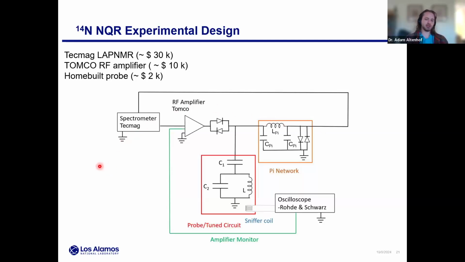So we're big fans of TechMag. In this case, we're using their LapNMR, so a really small form factor, really affordable spectrometer. We use Tomco RF amplifiers, again, pretty affordable, especially if you're working at low RF frequencies. The probe is, of course, as simple as it could possibly be, single resonance, nothing fancy here.